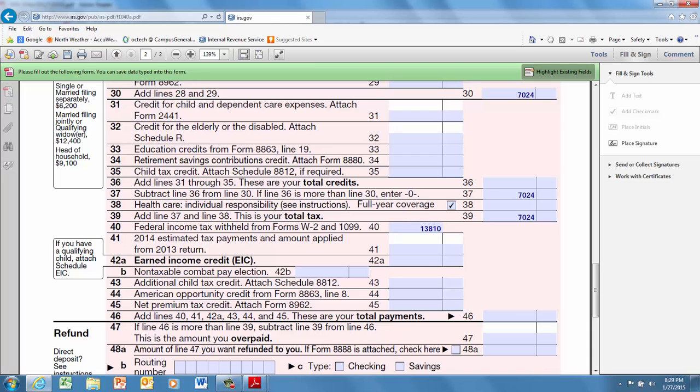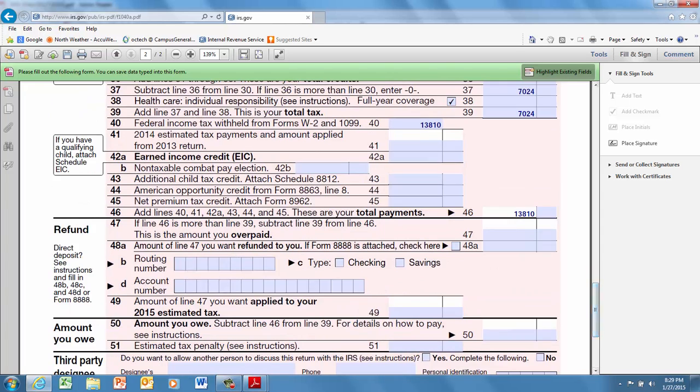42B, non-taxable combat pay election, they don't have that. Additional child tax credit, American Opportunity Credit, net premium tax credit, none of those things apply to them, and we'll talk about credits when we get to chapter 6. Okay? So add lines 40 and all these lines, and we only had the one thing, 13,810.